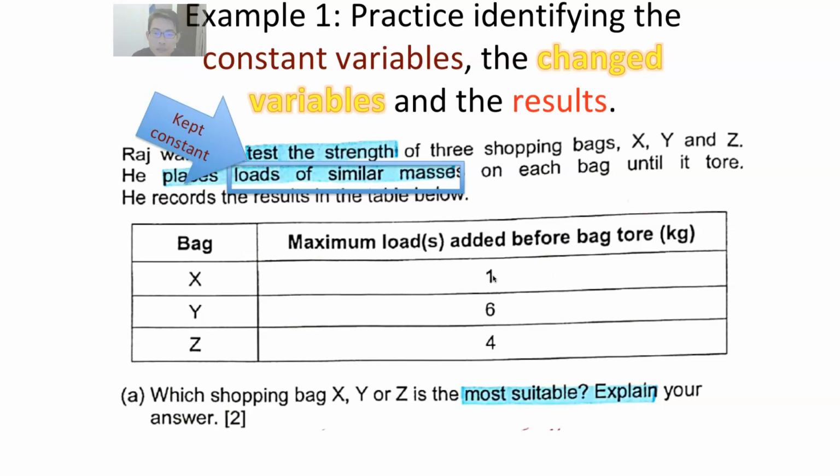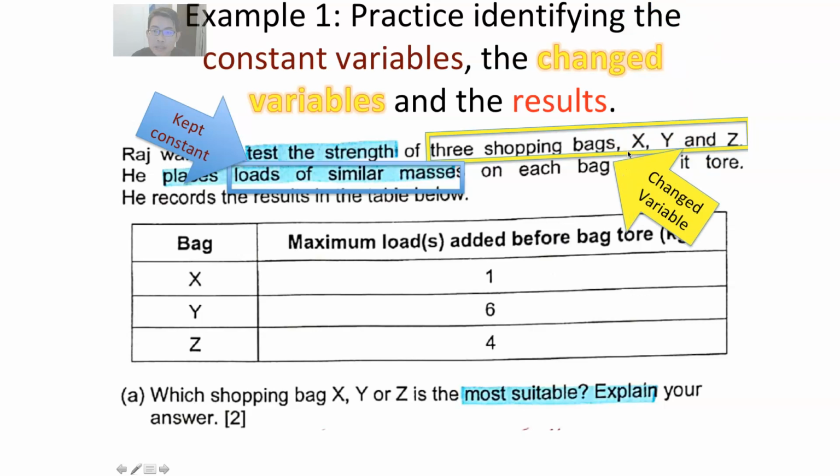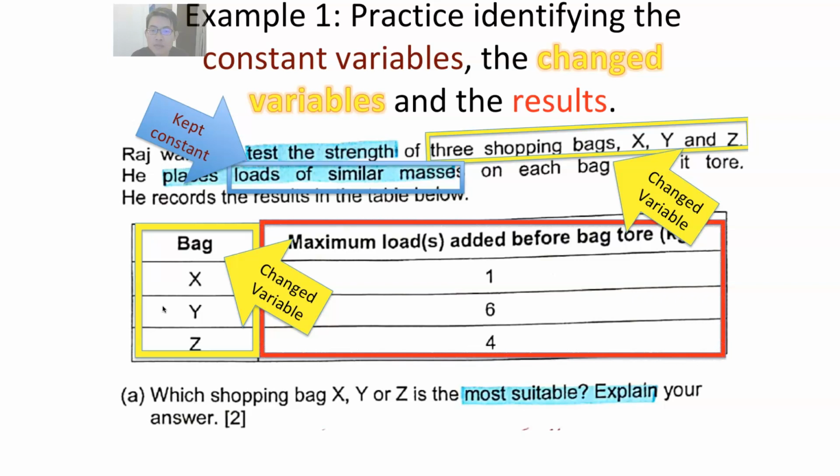Now what about the changed variable? I notice here that there are 3 shopping bags, and the 3 shopping bags X, Y, and Z here are different. Therefore, that would be the changed variable. There are 3 different shopping bags. So what will be different about these 3 different shopping bags? Of course, they're of different strengths. And what will be the results that are measured and recorded in the table? Well, this will be the results: the number of loads added before the bag tore or broke. Of course, bag Y will be the strongest bag because it took the most number of loads to tear it.